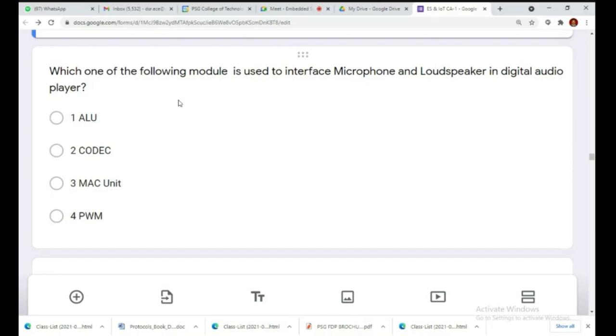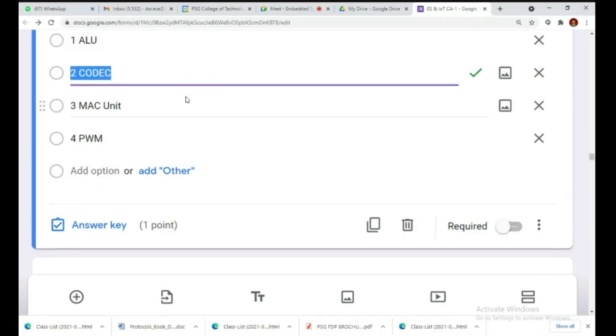In the same jack itself, you have one connector for the microphone, another part for left, another part for right, and another for ground. There are 4 silver parts segmented by 3 black rings in your mobile phone connector. So for the microphone as well as the loudspeaker, you are having the same jack. That output is connected to the ADC and DAC, which is called a codec. So microphones and loudspeakers are connected to the codec, which is ADC and DAC, in a digital audio player. So the second one is the right answer. Codec is the right answer.